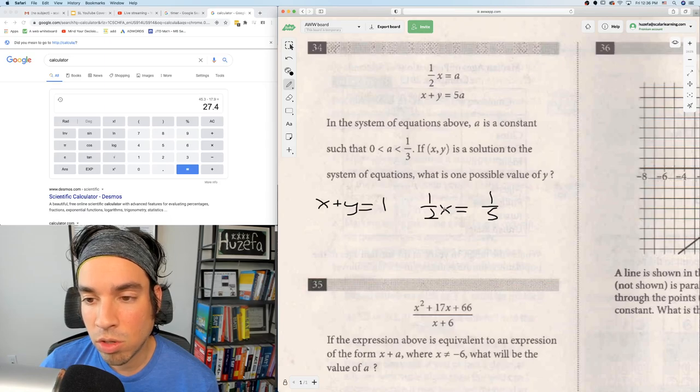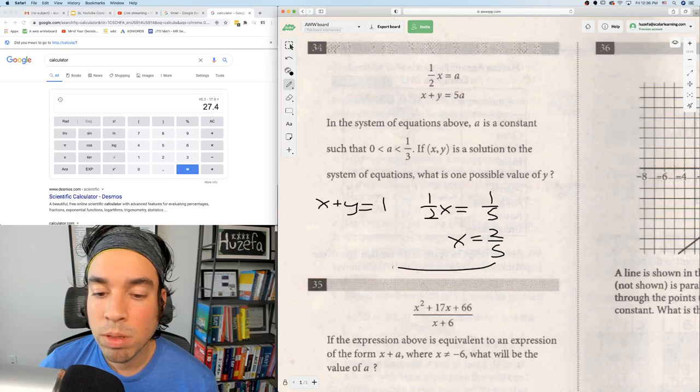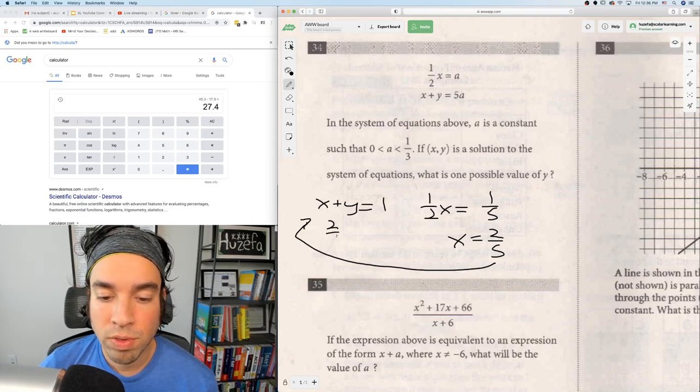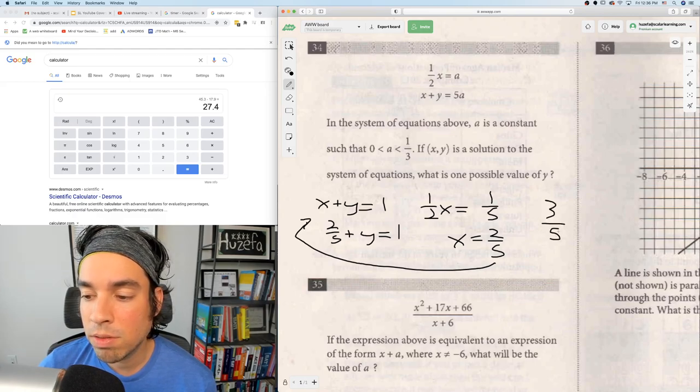So here now I can solve for X. Multiply both sides by 2. X equals 2/5. Plug that in here. 2/5 plus Y equals 1. Y, of course, equals 3/5. I believe that is acceptable.